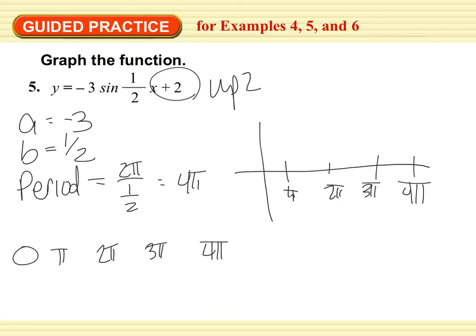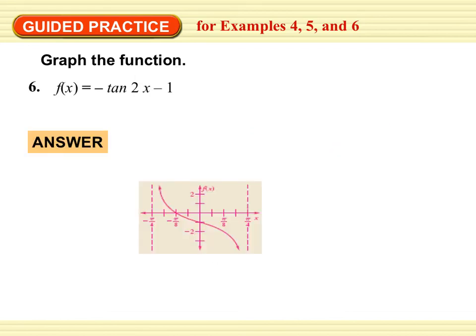This is a sine function. It's negative. A is 1, 2, 3, 1, 2, 3. So I'm going to start here, go down, up, up, and down. So I do my minimum first and then my maximum. Oh, I left the answer here. I'm sorry. I didn't mean to do that.